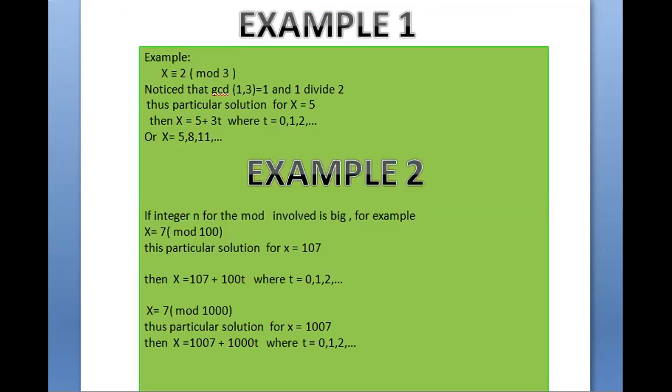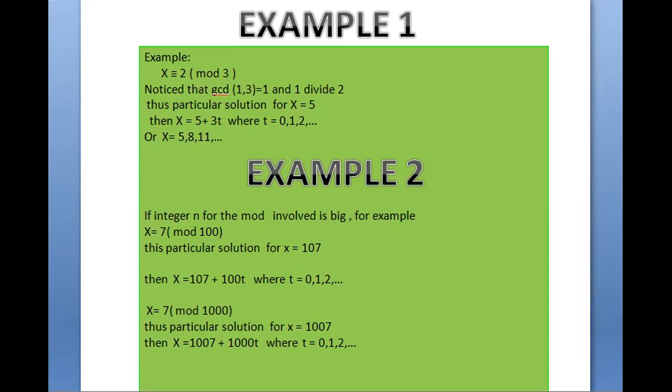Okay, look at example 1. x ≡ 2 (mod 3). Notice that gcd(1, 3) equals 1, and 1 divides 2. Thus, a particular solution is x equal to 5, then x equals 5 plus 3t, where t can be 0, 1, 2, and so on. Or x also can be 5, 8, and 11.